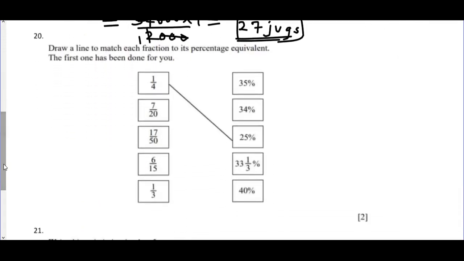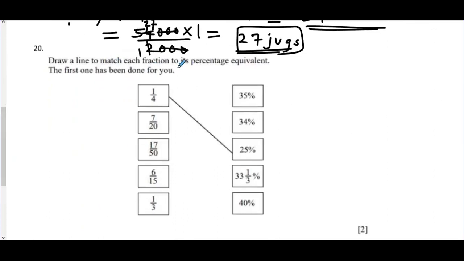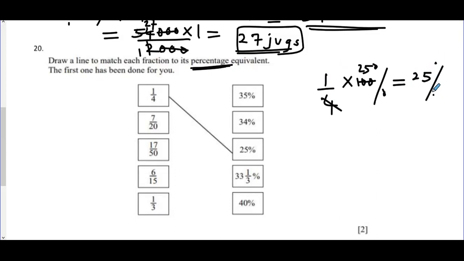We have this question here. Draw a ring to match each fraction to its percentage. To convert any fraction into percentage, simply take that fraction, for example, 1/4. You want to turn 1/4 into percentage. Take this fraction, multiply by 100%, and calculate this. You're going to end up getting something like 25%. And this has been shown as an example.